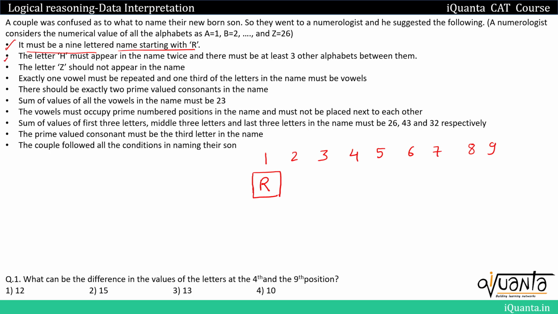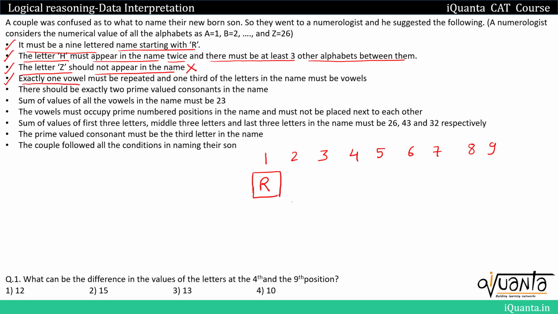Then the second clue is, the letter H must appear in the name twice and there must be at least 3 other alphabets between them. So we'll have 2 H in the name and between those 2 H's we'll have 3 other alphabets. Now since we can have those H at these positions, so basically let's not put H into these places now. We'll find out some other clues that can be put into the positions. So the next clue is, the letter Z should not appear in the name. So we do not have to include the letter Z.